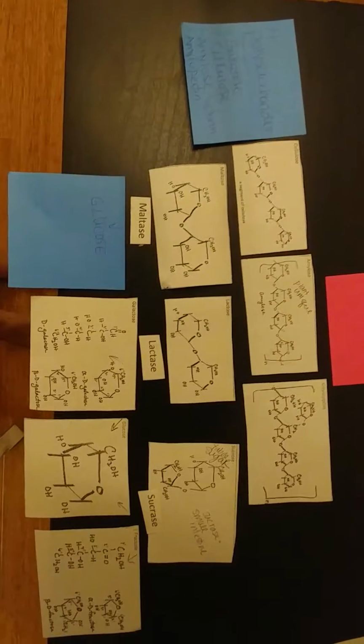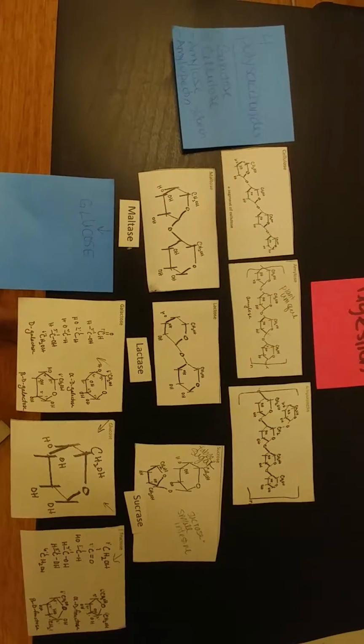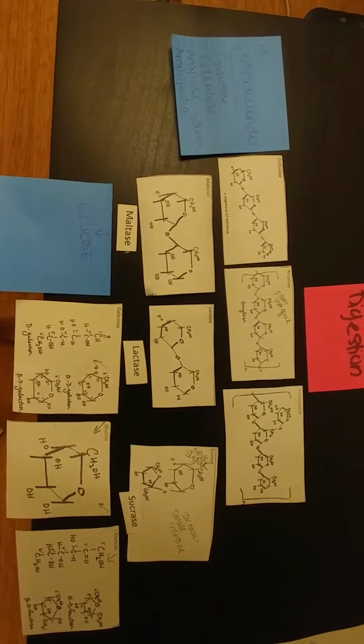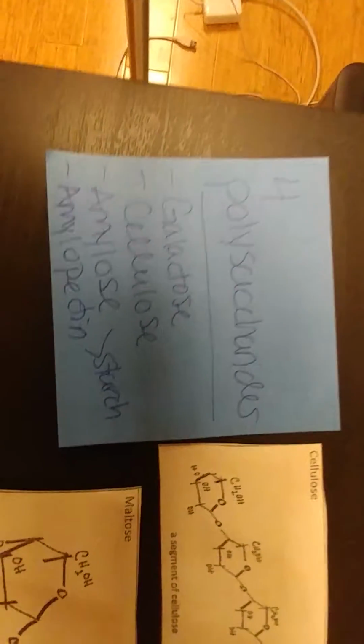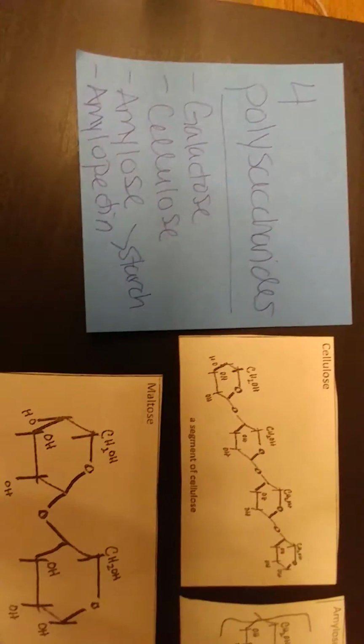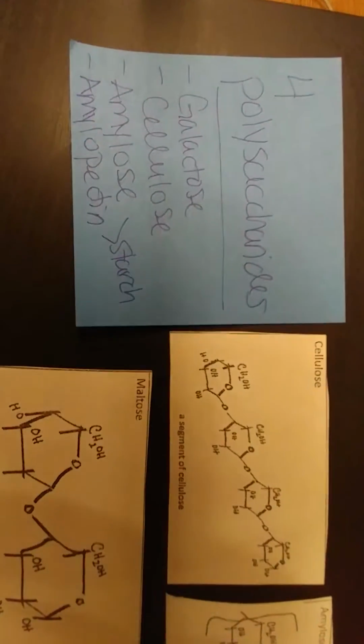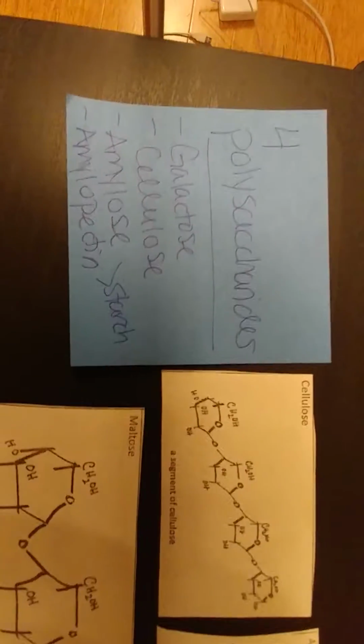Okay, carbohydrate digestion. Carbohydrate digestion begins in the mouth. Salivary glands release saliva with enzyme salivary amylase, which begins breaking down polysaccharides. There are 4 polysaccharides: galactose, cellulose, amylose, and amylopectin. Amylose and amylopectin are the primary components of starch.